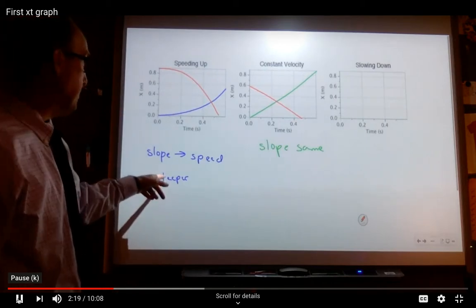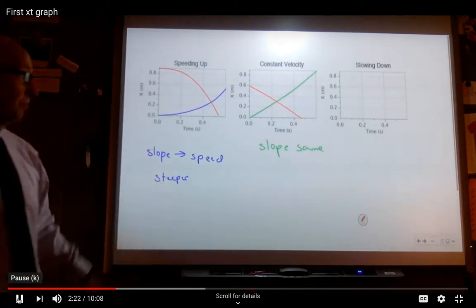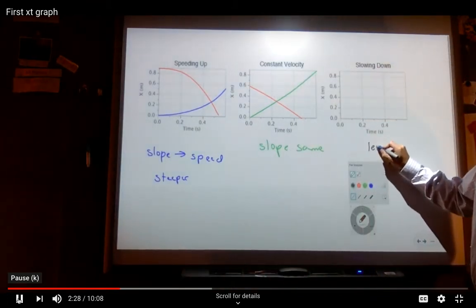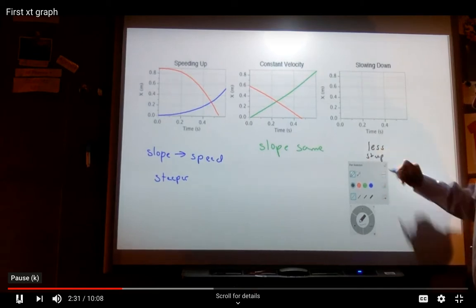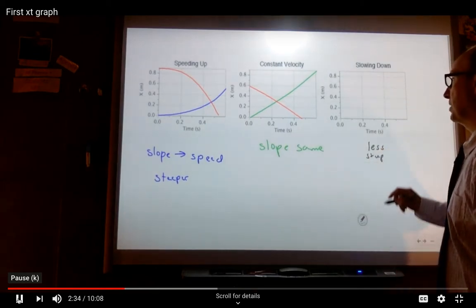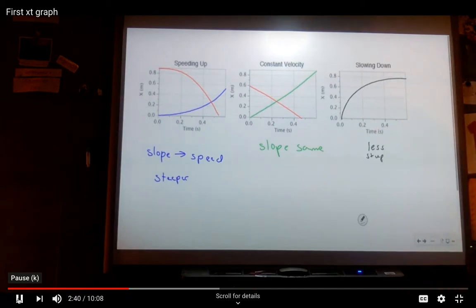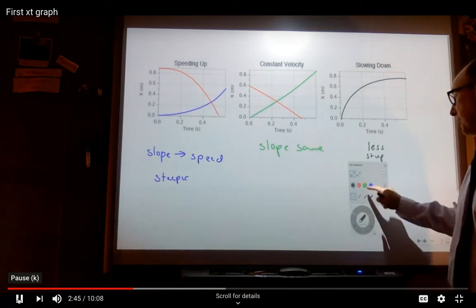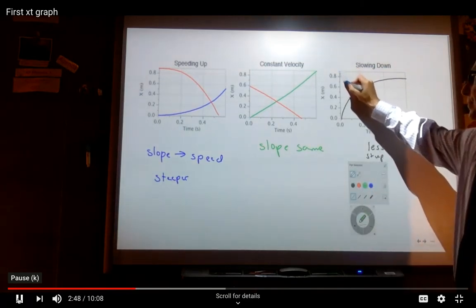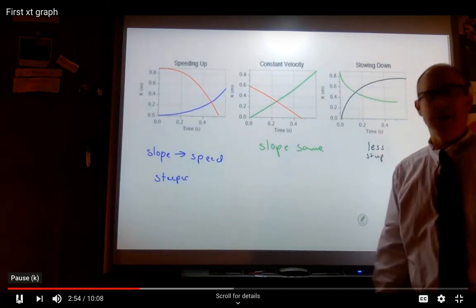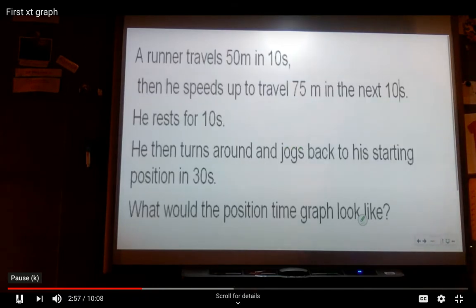Something that's slowing down, as opposed to something that's speeding up that's going to get steeper and steeper, this one's slope should be less steep. So I'm going to start with something that has a steep slope, and then it's going to level off. And again, it doesn't have to start at 0, 0. Another example would be a line like that. That starts with a steep slope, which would mean it's going faster, and it slows over time.